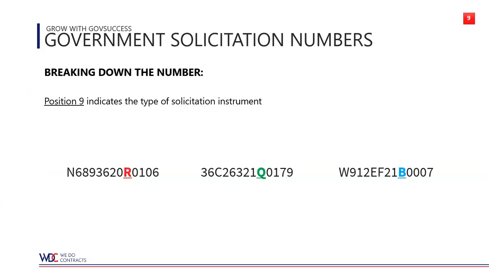So going back to our chart for position number 9, a request for proposal is an R, a request for a quote is a Q, and a call for a bid is a B. That is how simple it is to read government contract numbers.